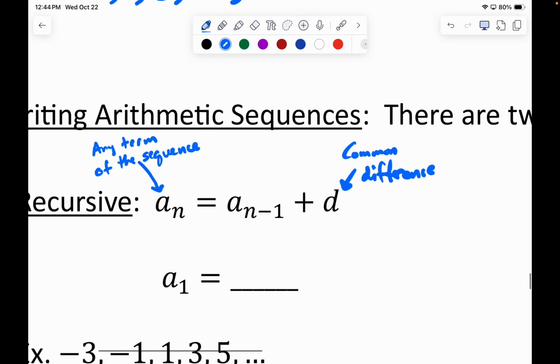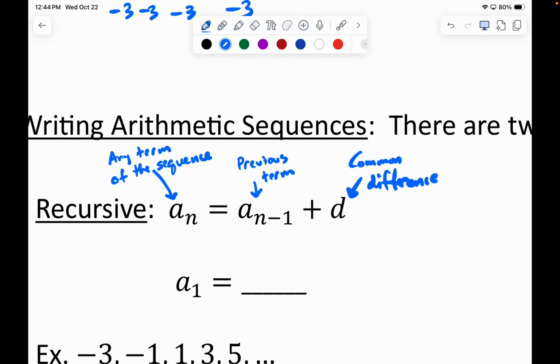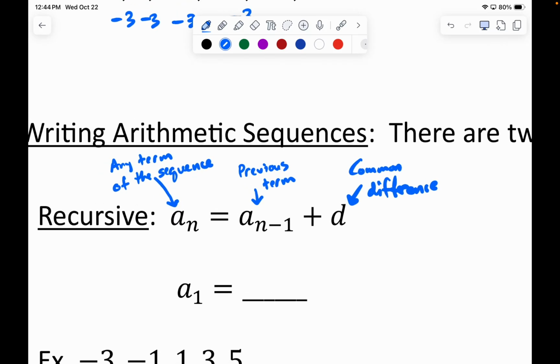All right, a of n minus 1. A of n means any term of the sequence. A of n minus 1 means the previous term, the term before that one. Even here, you might still be not sure what that means, but that's okay. Once we look at the example, hopefully it'll become a little bit more clear when we do a couple of them.